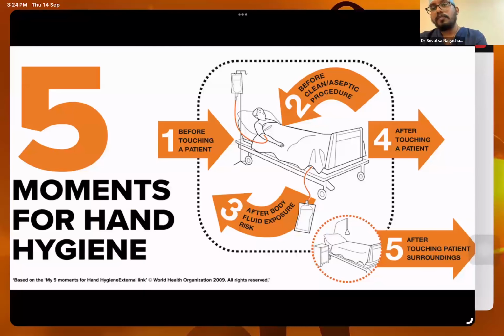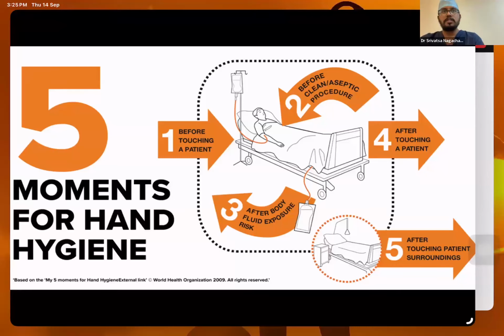So first and foremost, before going into that, this is an important slide. Take a note of it. There are 5 moments for hand hygiene. One is before touching the patient. Second is before clean or any aseptic procedures. Third is after body fluid exposure or after the procedure. Fourth is after touching the patient. And fifth is after touching the patient's surroundings. Everybody remembers the first 4. Everybody forgets the last one, after touching the patient's surroundings.